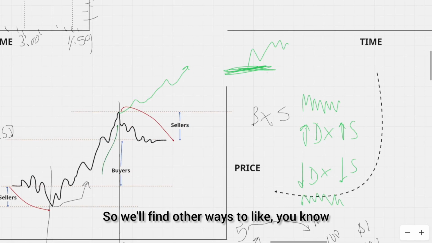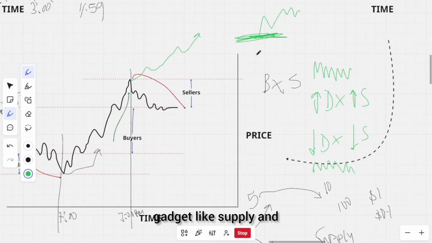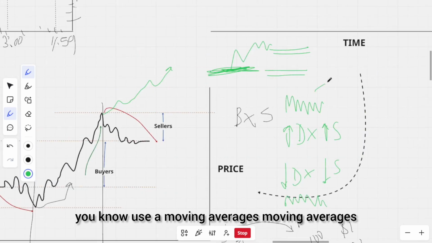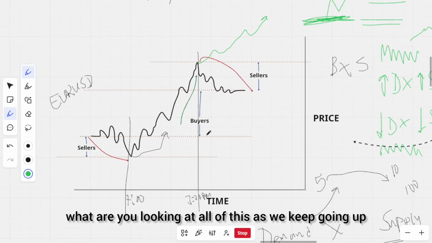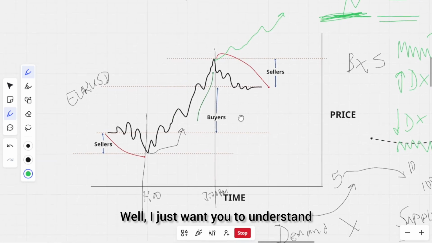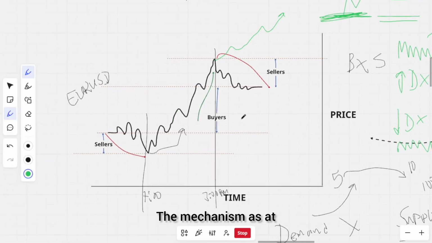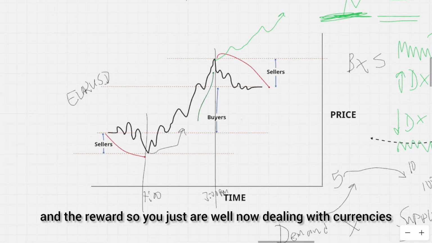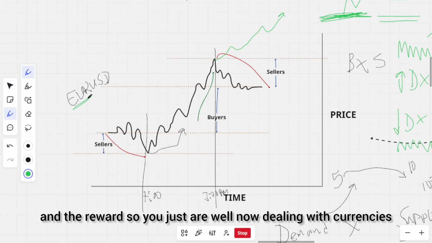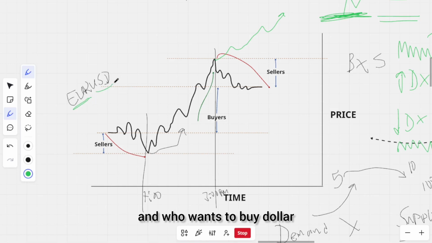So we'll find other ways to gauge it, like supply and support and resistance and all of that. We use moving averages and all of that. So we're actually looking at all of this as we keep going up. But I just want you to understand the mechanism of how price moves. See, there's nothing different between this and the real world. It's just that we're now dealing with currencies. Who wants to buy euro and who wants to buy dollar, or who wants to sell euro or who wants to sell dollar. That is just it.